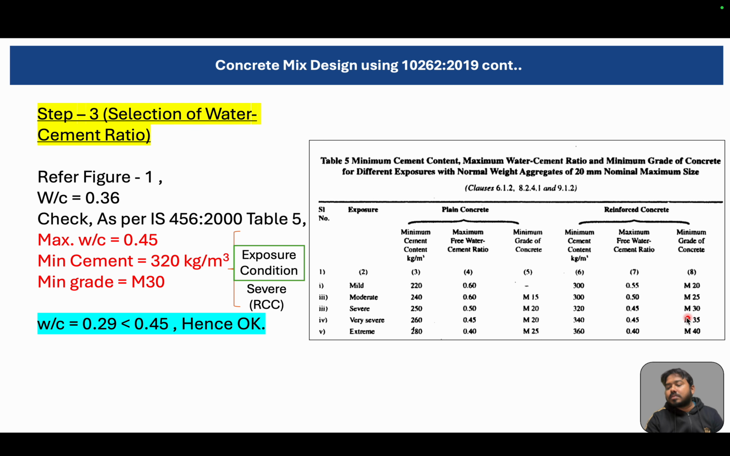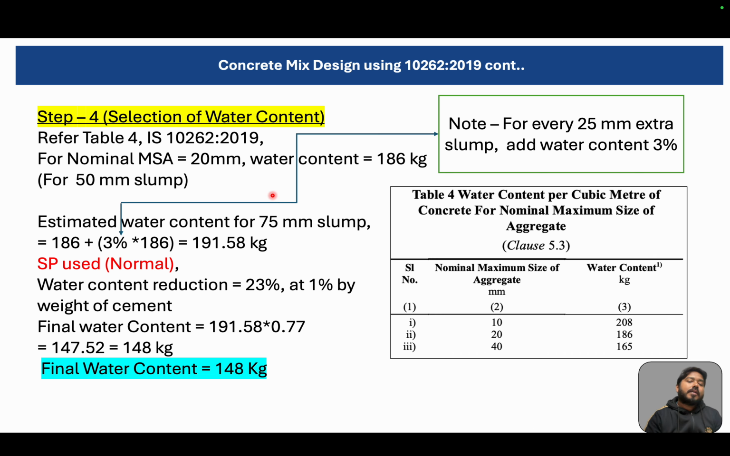Similarly, the minimum grade is M30, and in this case we have designed for M40 grade, hence it is safe. Similarly, we have to consider the water content. For the water content, you have to refer to Table 4. As I said, for the nominal maximum size of aggregate, the corresponding value will be your water content value.